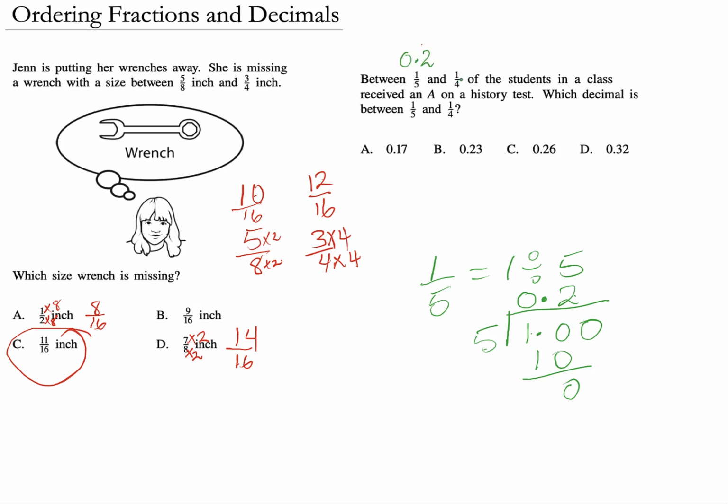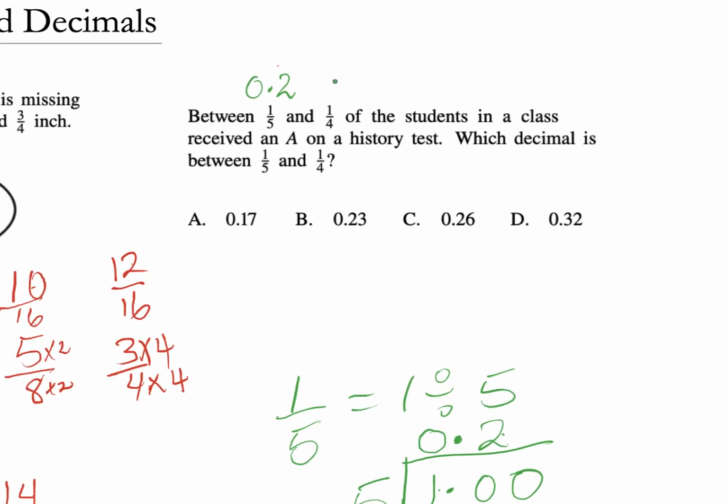Now you should know what's 1/4 as a decimal. 1/4 as a decimal is 0.25. So I only needed to do the math for 1/5 because I may not have known it. But you should know that 1/5 is 0.2. So which decimal is between 0.2 and 0.25? 0.17 is less. 0.23 looks promising. Would that be between 0.2 and 0.25? Sure bet it would be. So B is your answer because 0.26 is too large and 0.32 is too large.